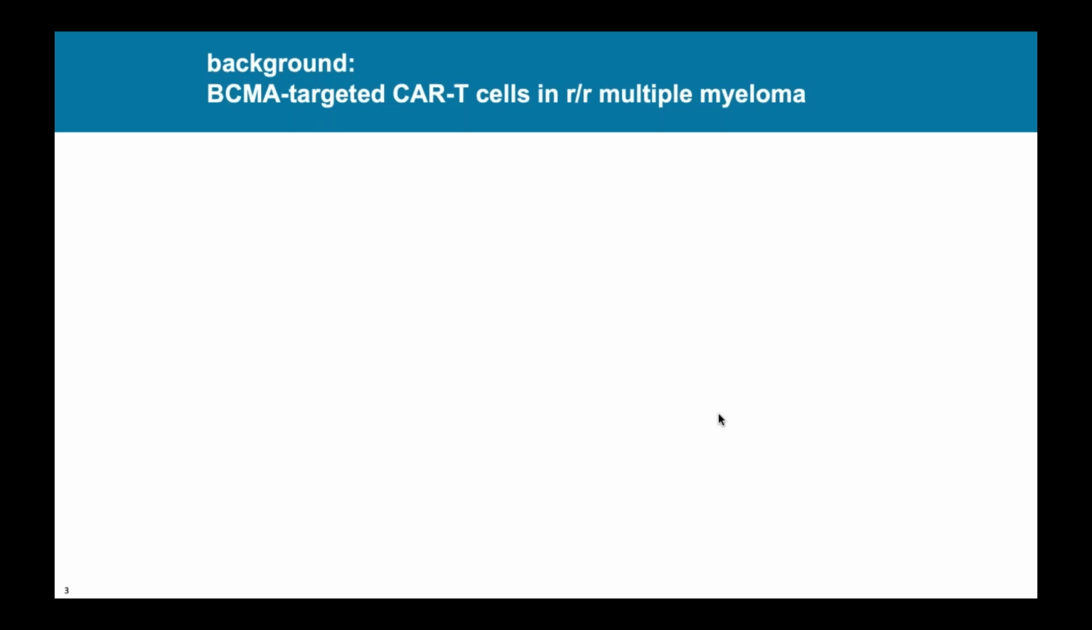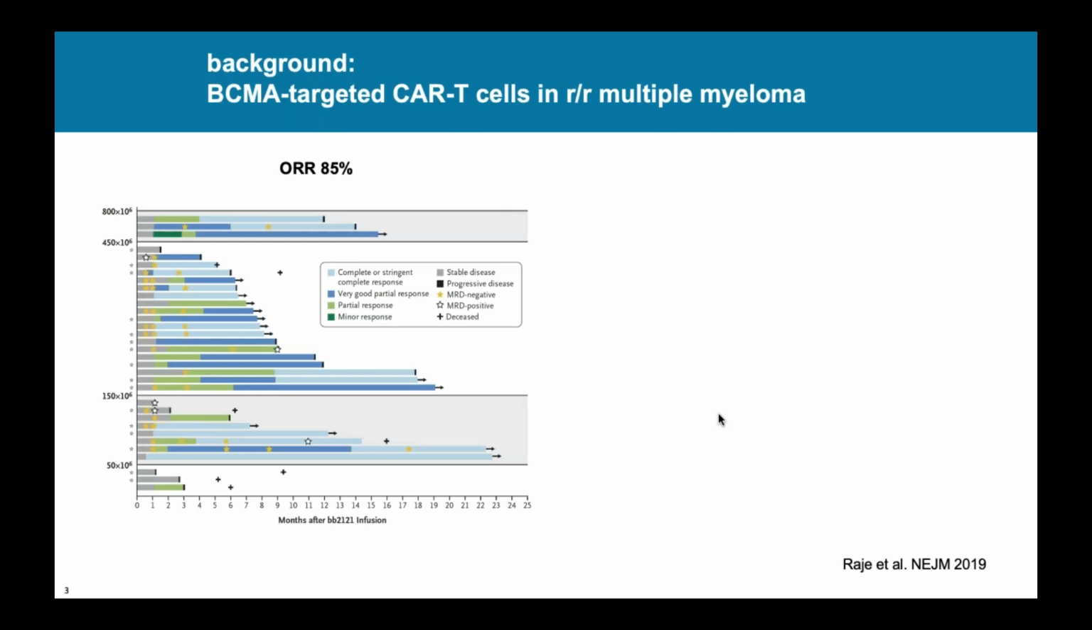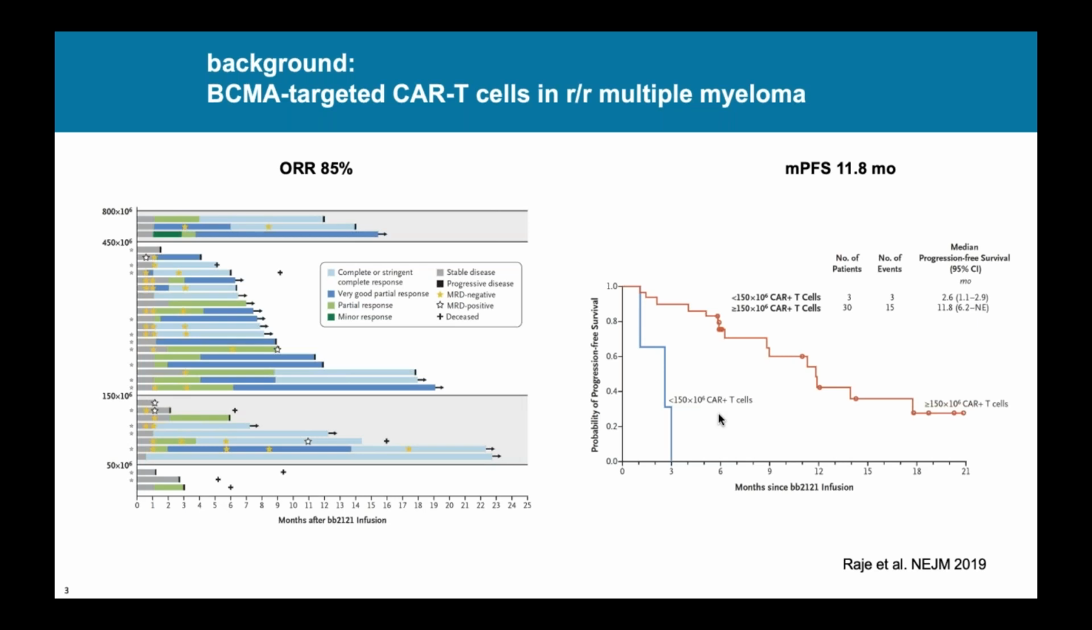CAR T cells that target the B cell maturation antigen, or short BCMA, that have shown the most promising results so far. In one early phase clinical study, CAR T cells targeting BCMA showed in a population of multiple myeloma patients that had relapsed and refractory disease an overall response rate of 85%. However, when looking at the longer term follow-up of these patients, we noticed that most remissions in response to BCMA-directed CAR T therapy have not been sustained long term.